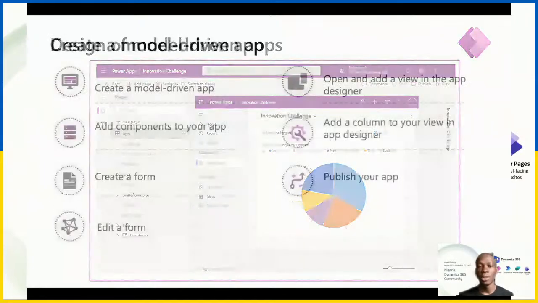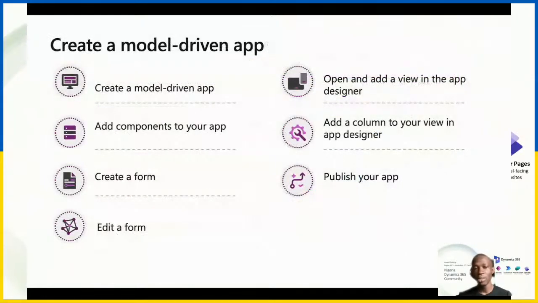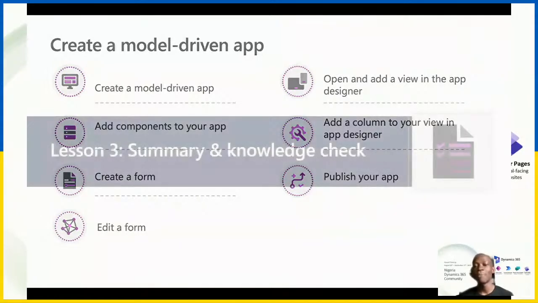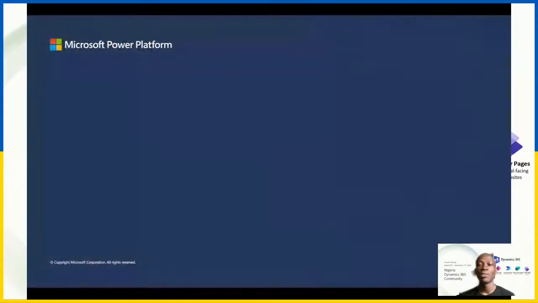Creating a model-driven application, these are the steps to do that. Create a model-driven app, add components, create a form, edit a form, open and add a view in the application designer, add a custom column to your view in App Designer, then publish. So that's it for that.